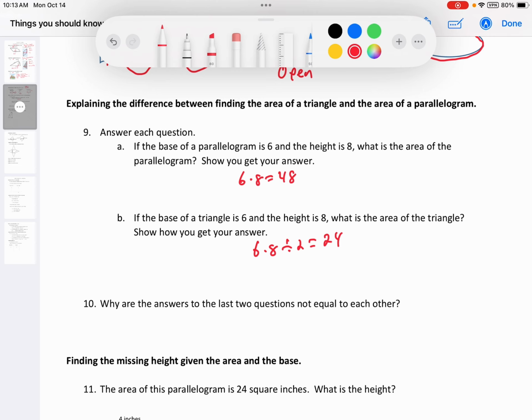Why are those two questions not equal to each other? Because triangle, you divide by 2. Parallelogram, you do not. And that's as simple as that. Divide by 2 for the triangle, don't divide by 2 for the parallelogram.